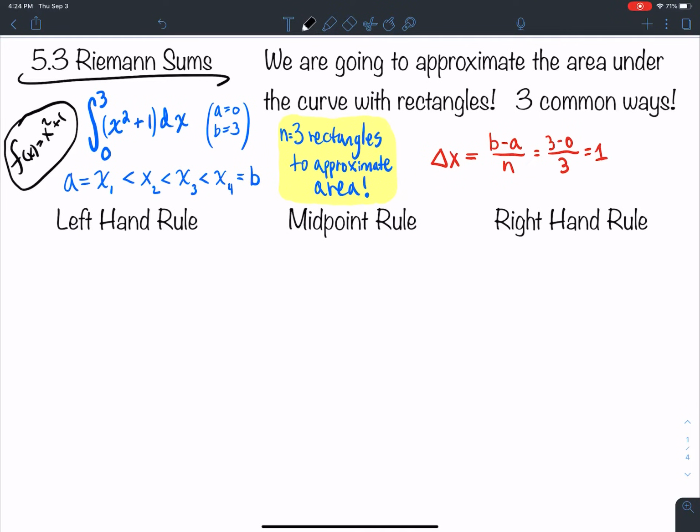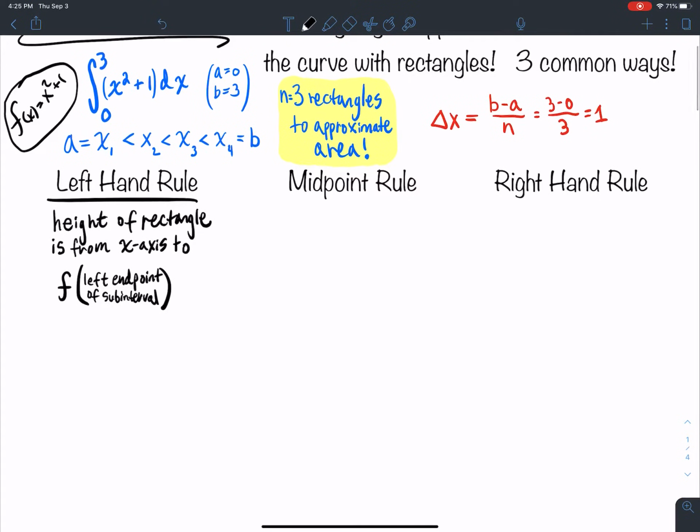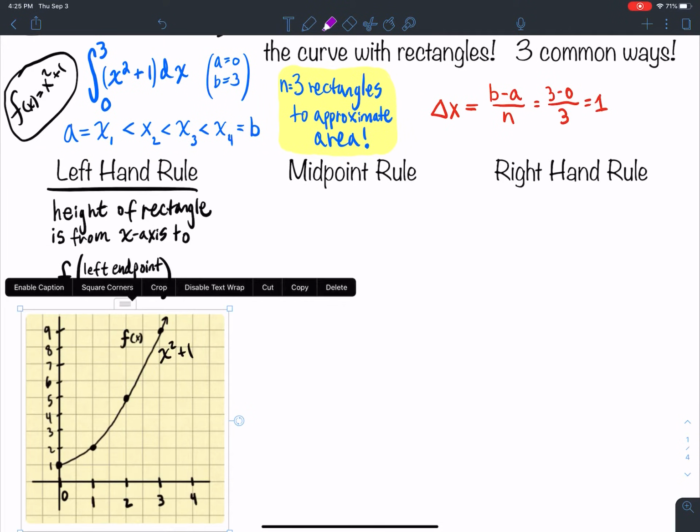There are 3 common ways that you can use Riemann sums, and all 3 of these are Riemann sums. There's the left-handed rule, the right-handed rule, and the midpoint rule, and each one has an advantage particular to itself. For the left-handed rule, the height of a rectangle is from the x-axis to the left endpoint of the subinterval. That's why it's called the left-handed rule.